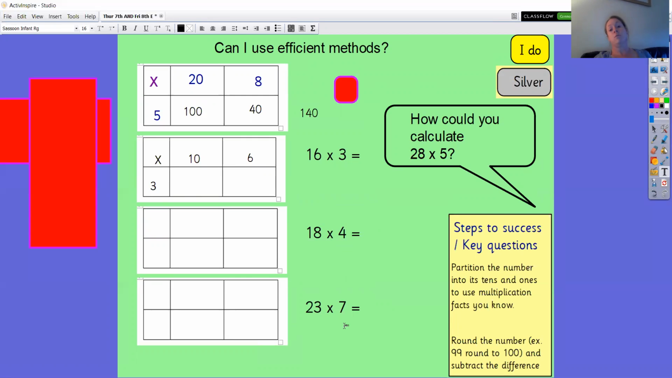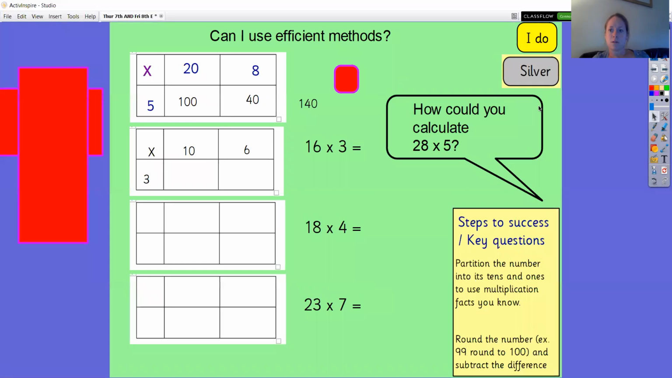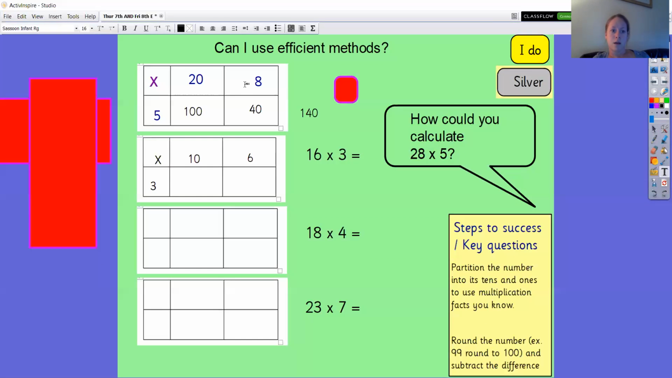Okay, hopefully you've paused and had a little try at these. So I've already split for this one, the 16 into the 10s and the 1s, and then I've got my 3 there because I'm multiplying it by 3. I know that 3 times 10 is 30, so I can just stick that straight in, and then I can work out my 3 times 6. So I can either count in 3s, or I can count in 6s, depending on which multiplication table I know best. I know that 3 times 6 is 18, so I'm going to pop that in there.